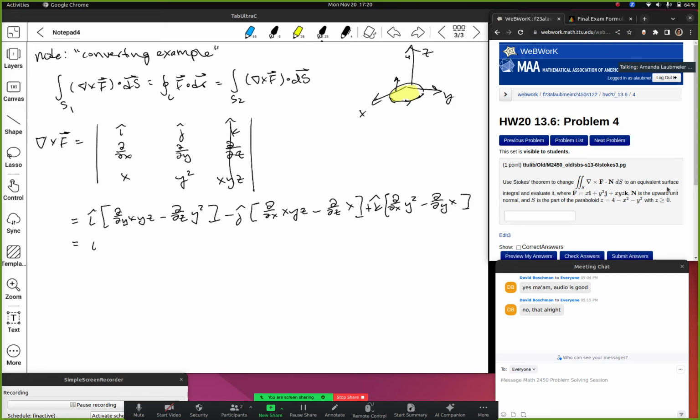And then when I simplify all this, I'm going to get xz minus 0, minus j hat of yz minus 0, plus k hat of 0 minus 0. So it's xz, yz, and 0. I went through that a little bit more quickly because I went through the curl on the first problem a bit more slowly. So if that is rusty for you, go ahead and check that first example.